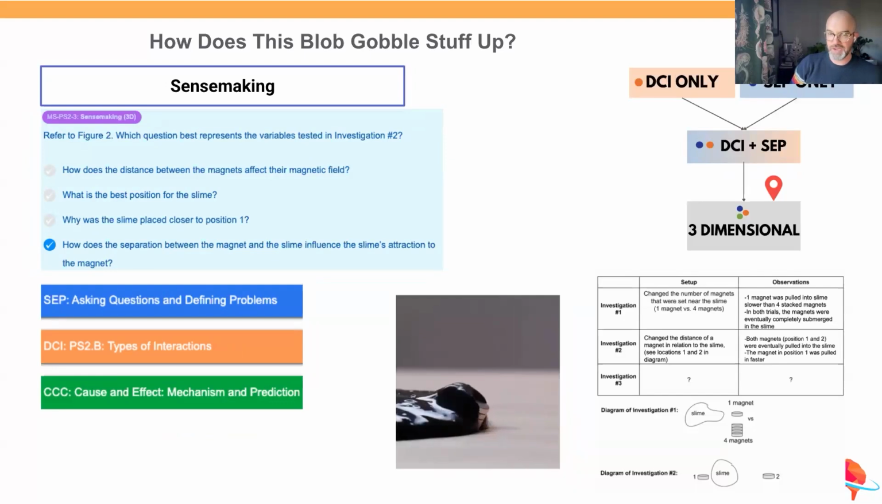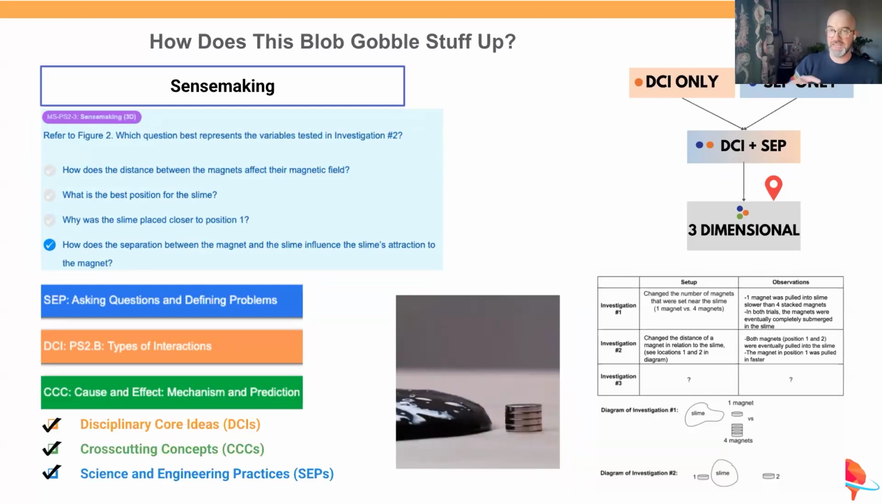Where we want students to arrive at the end of a given unit is to ask questions to make sense of a novel phenomenon. These questions will involve the DCI, the SCP, and the cross-cutting concept. So we'll ask them, in this case, which question best represents the variables tested in investigation 2. They're identifying a testable question by thinking about cause and effect, about asking questions and defining problems, and also the types of forces present in this interaction.